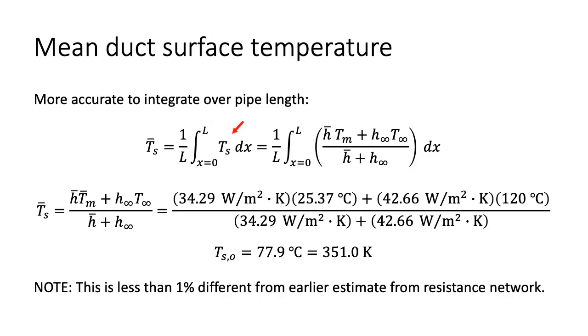Furthermore, if we repeat this type of modeling approach for the mean surface temperature, we also get a value that is within 1% of the value obtained from the overall resistance network model. Thus, once again, it is not necessary for this case to use this more complicated calculation, particularly given the level of uncertainty in the Nusselt number correlations being used to approximate the convection coefficient.